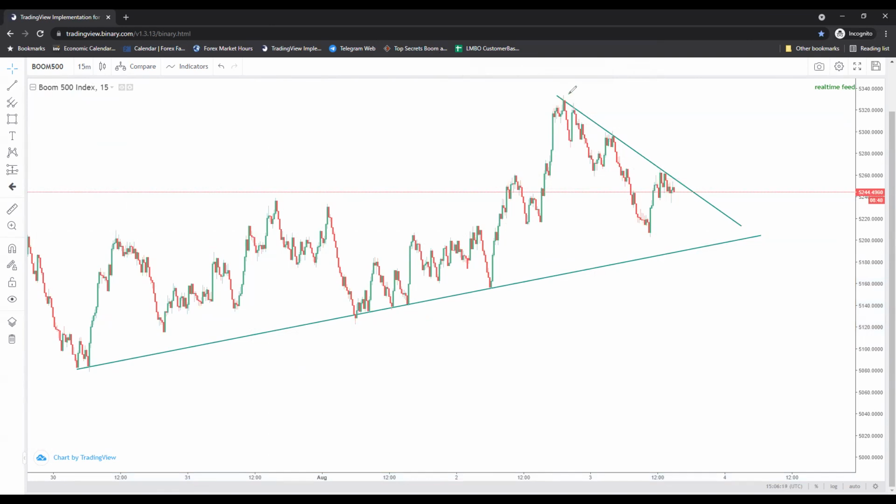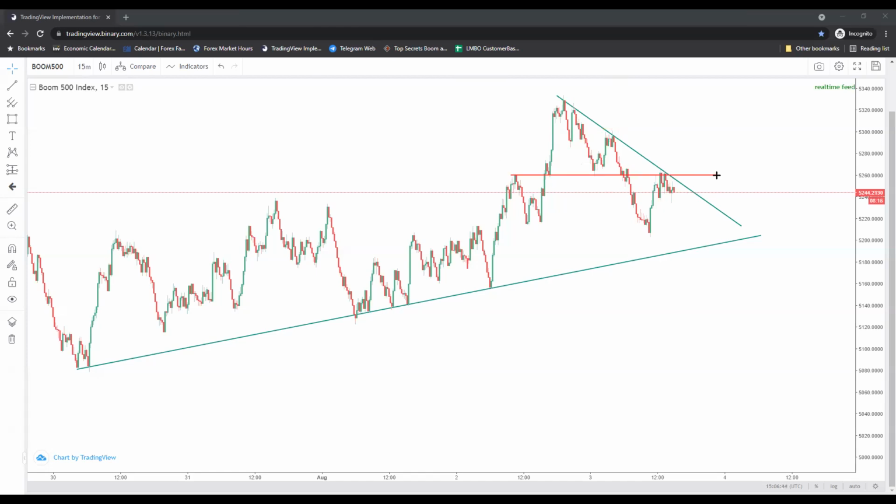Okay, this is your first high, correct? Second, third is your lower high, lower high. Now it has made the low, went up, went down. This is your level, correct? That's your level.